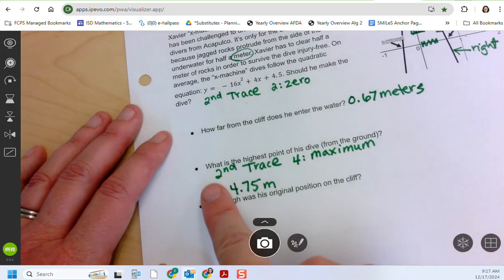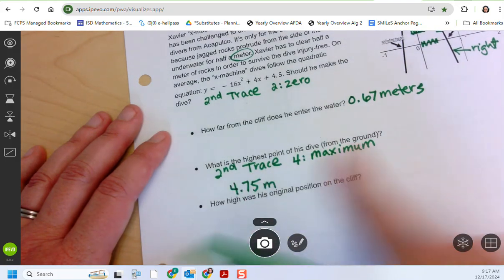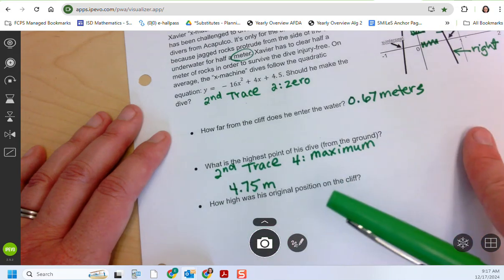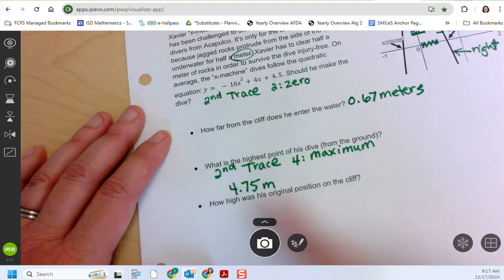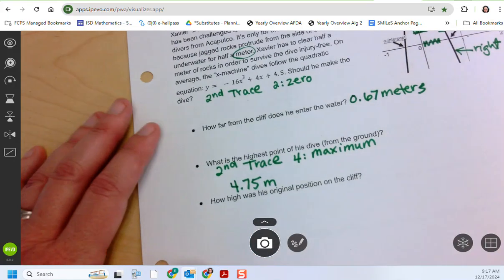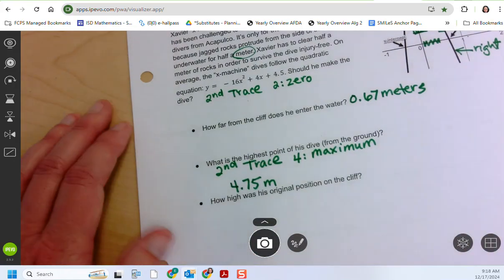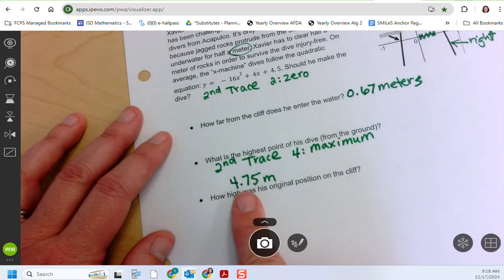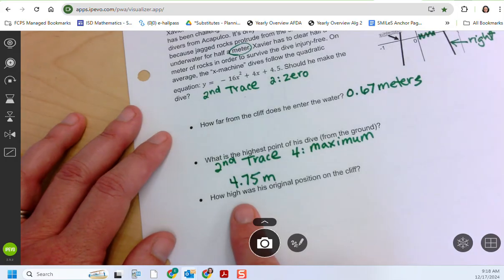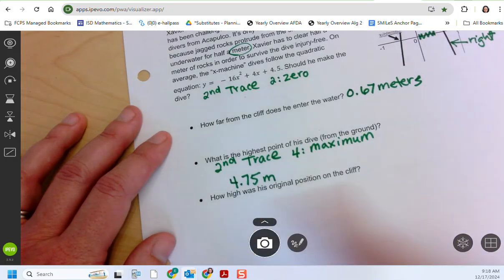And then after you did second trace maximum, you went to the left, you went to the right, and then you went to the middle. And you got this. How high was his original position on the cliff? Wait, so do we not need the X? This question didn't ask you for it, but it could. If it asked you how long it took him to get there, then you would put that one down. All right, how high was his original position on the cliff?